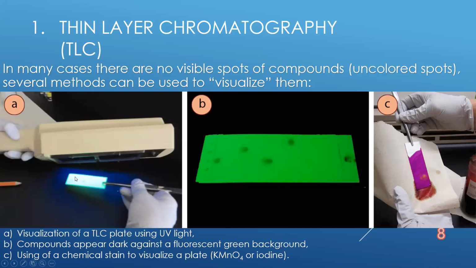But in cases where substances are not colored, several methods can be used to visualize the spots. For example, visualization of the chromatography plate using ultraviolet light, as seen in the left picture. Some compounds can appear dark against a fluorescent green background. Also, in some cases, you could use a chemical stain to visualize a plate. Such chemical stains are, for example, potassium permanganate or iodine. So you could visualize some invisible spots by this method. But you should choose the method carefully, because in some cases it could dissolve some substances.